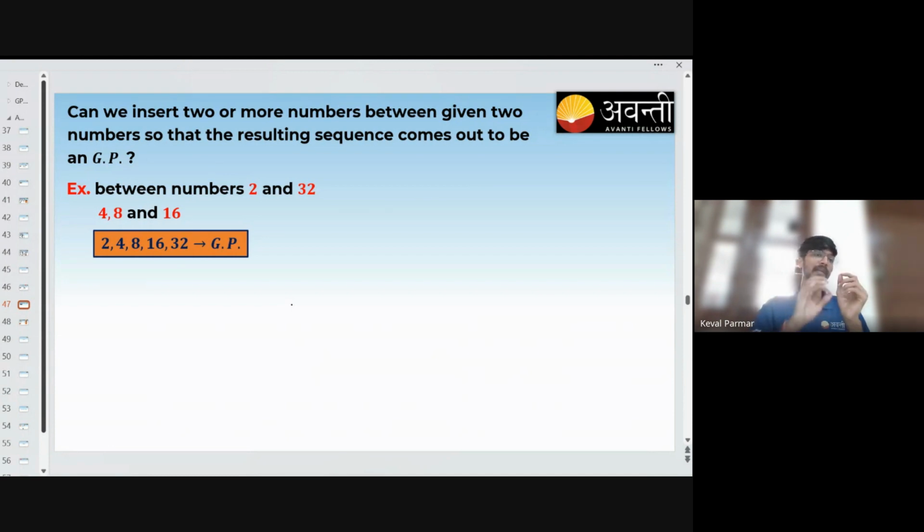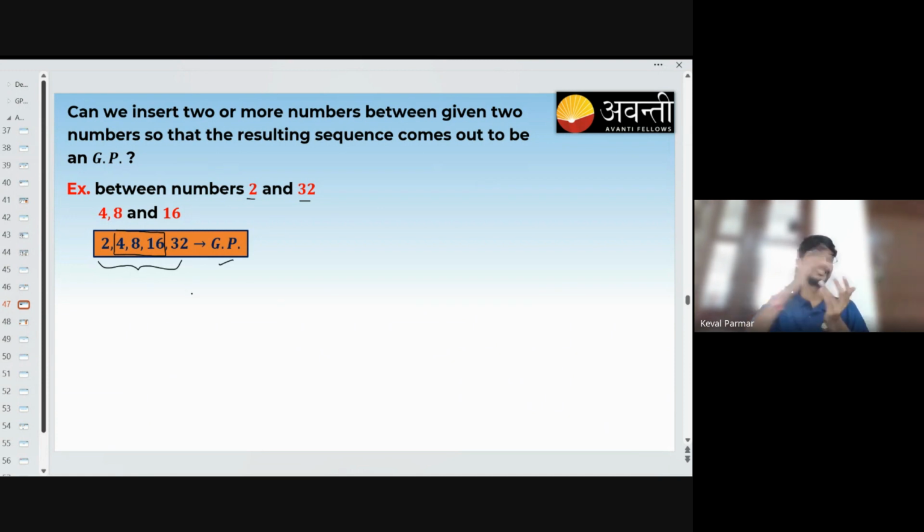Can we insert multiple geometric means between two numbers so that the resulting sequence becomes a GP? So yes, we can. Here are two numbers 2 and 32. Between 2 and 32, I have inserted three numbers. 4, 8, and 16, such that the whole sequence is a GP. Correct? So yeah, it is possible.